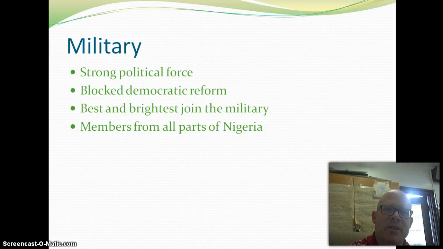The military provides a unifying factor. Nigerians from all over the country will join. Different ethnicities, religions, they all are going to join the military together. The best and the brightest join the Nigerian military. It also is a ladder of social mobility, so you can improve yourself by joining the military. All right, that's a quick snapshot of Nigerian political institutions.